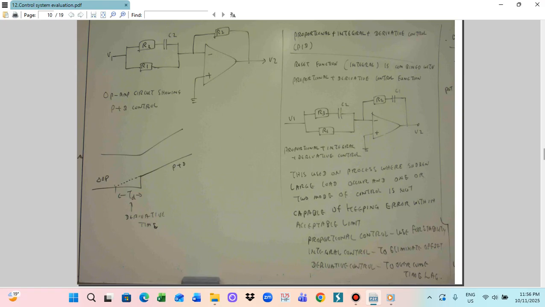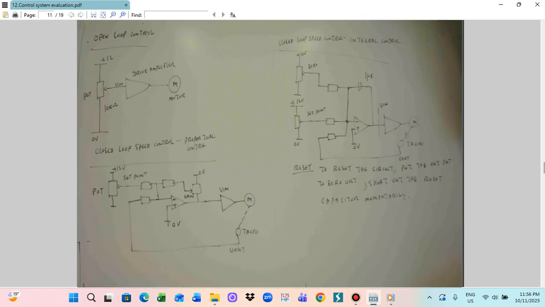The diagram for the open loop control system. So this is the open loop control. This is usually the potentiometer. The potentiometer goes from 0 volt to the supply, with 10 kilo ohm. In this case, this Vin is the supply to the operational amplifier. So this is a drive amplifier. This drive amplifier output is connected to the motor.